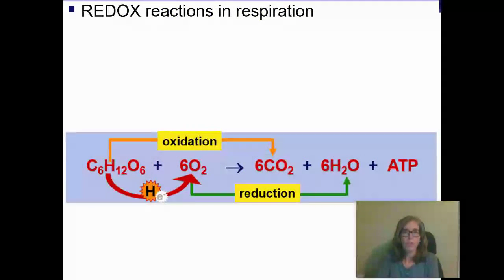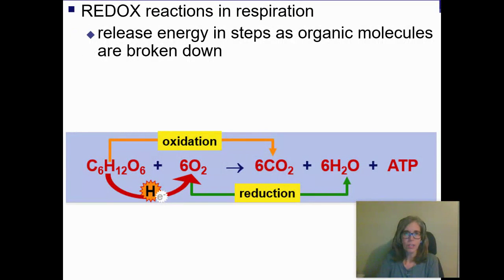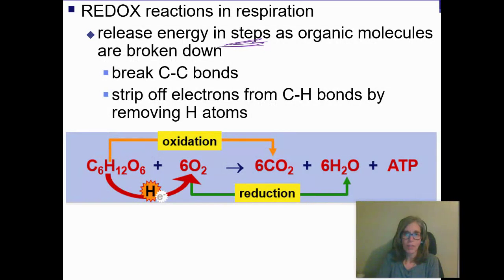Okay, so redox reactions in cellular respiration release energy in steps as organic molecules are broken down. So that is the key. It's not all lost at once. It's like these little tiny steps so we can actually capture that energy. So we break the carbon to carbon bonds in glucose, and we strip off the electrons from those carbon to hydrogen bonds by removing hydrogen atoms. And those are redox reactions.